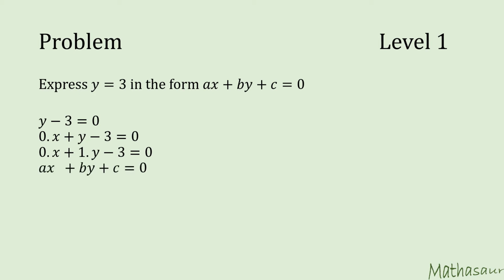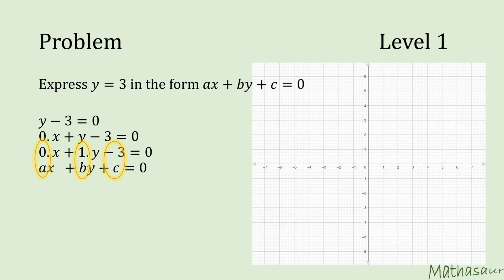Now let us compare this with the form ax plus by plus c equals 0. We see that a equals 0, b equals 1 and c equals -3. How do you think y equals 3 will look on the Cartesian plane? Let us plot y equals 3 on the y-axis. Now recall that an equation in one variable is a line either parallel to the x-axis or the y-axis. Now from this point y equals 3, we can easily draw a line parallel to the x-axis.